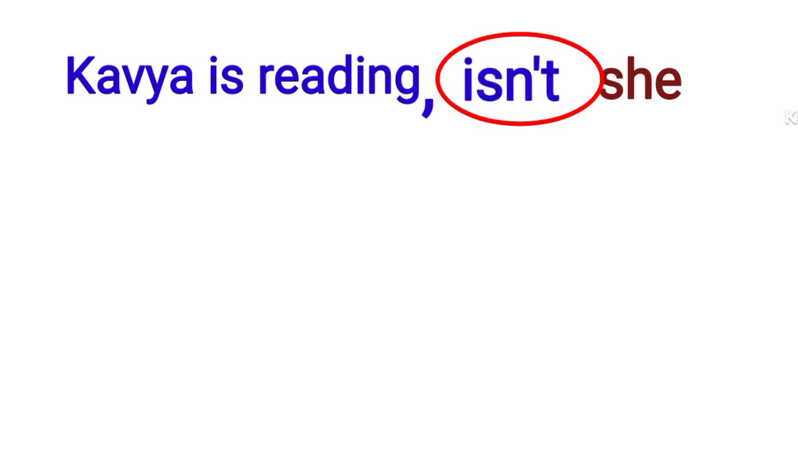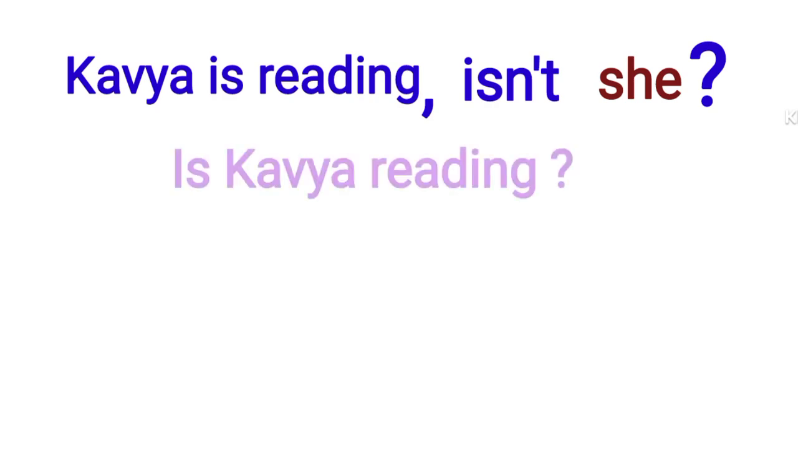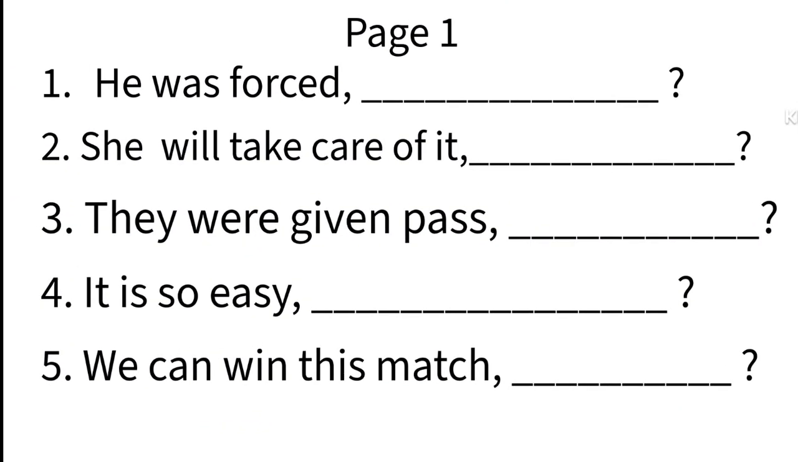The next step is to write the pronoun of this noun, Kavya. Kavya is a girl, therefore it is she. As this form is used in spoken language, instead of is not, isn't is used, and end it with a question mark. It is the same as this sentence: Is Kavya reading? Now I am going to give you 10 sentences of this kind for your practice. Pause the video here and fill up the blanks and then check the answer.